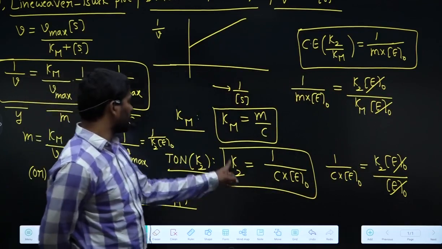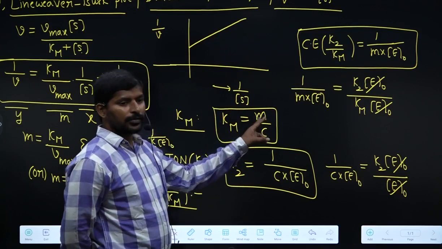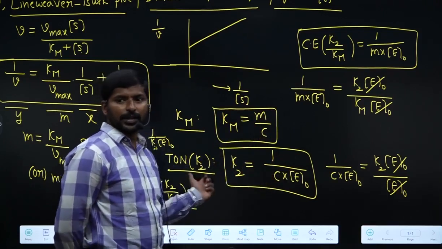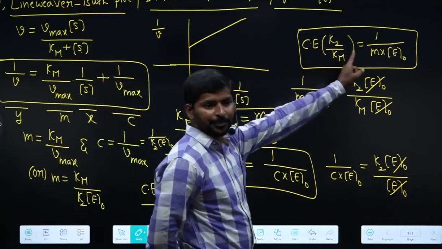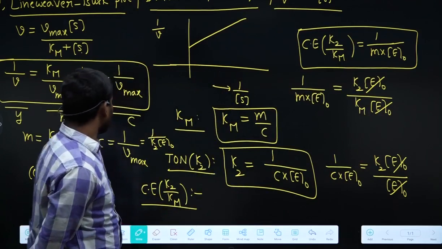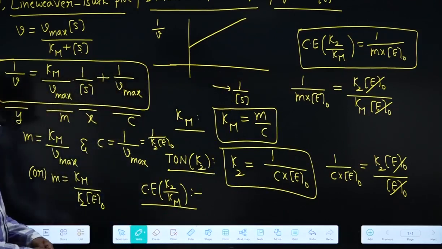So these three are important. Michaelis-Menten constant can be obtained by slope by intercept. Turnover number can be obtained by 1 by intercept into E naught. Catalytic efficiency is obtained by 1 by slope into E naught. Okay, some more points based on the Lineweaver-Burk plot. First, you write up to here.